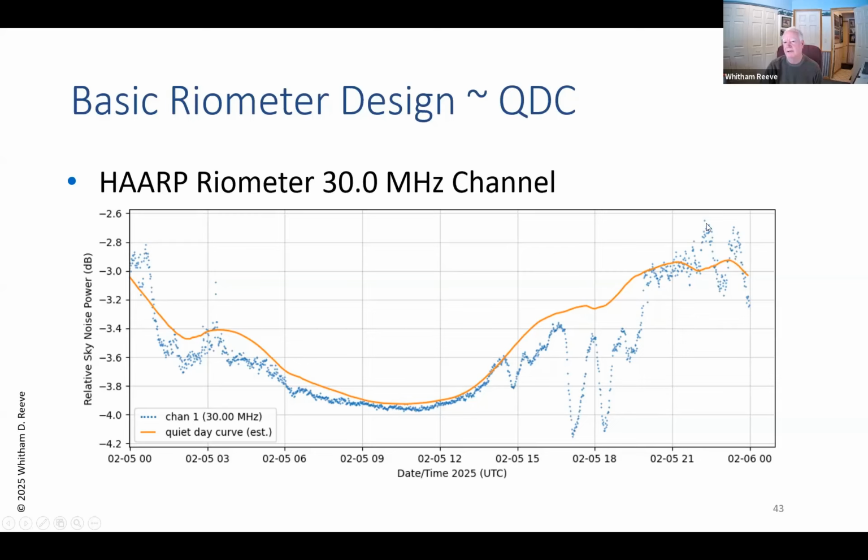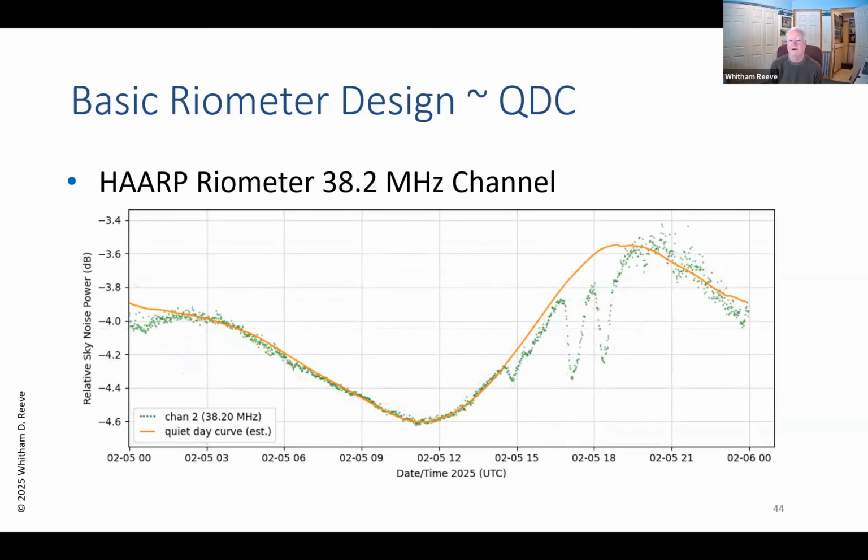In fact, we have received energy that's higher than the quiet day. So how can that be? Well, we think this was caused by RFI. We don't know the source of the RFI, and we later changed the frequency of this channel to 30.3, and that definitely did improve it. So I'll show you more of that later.